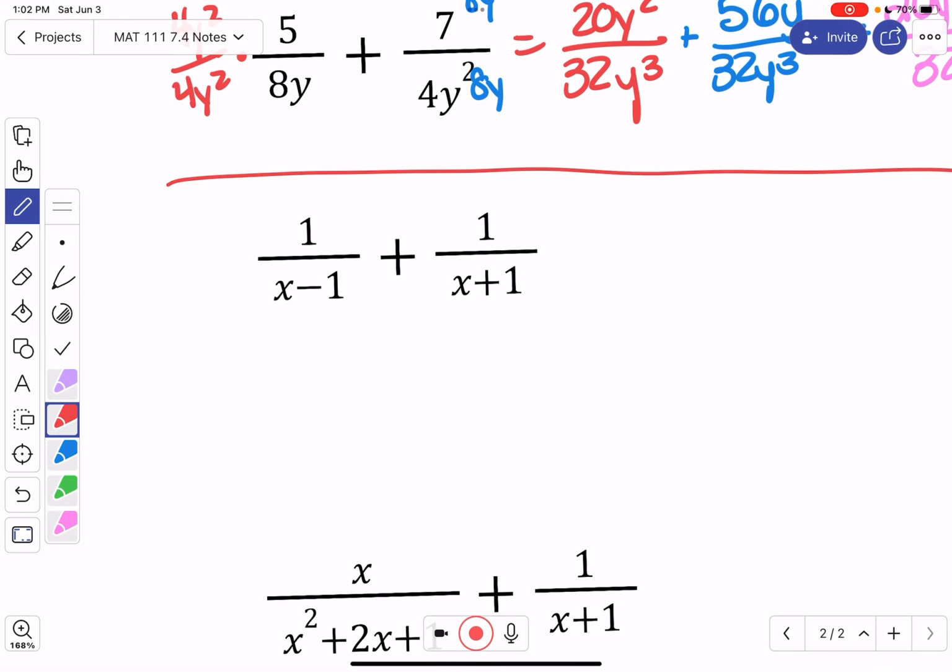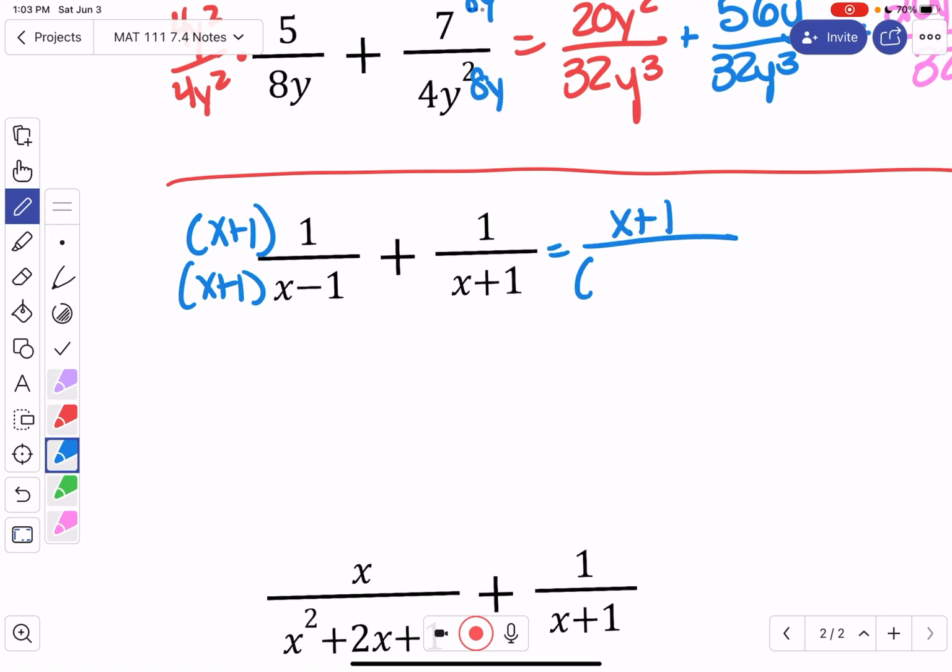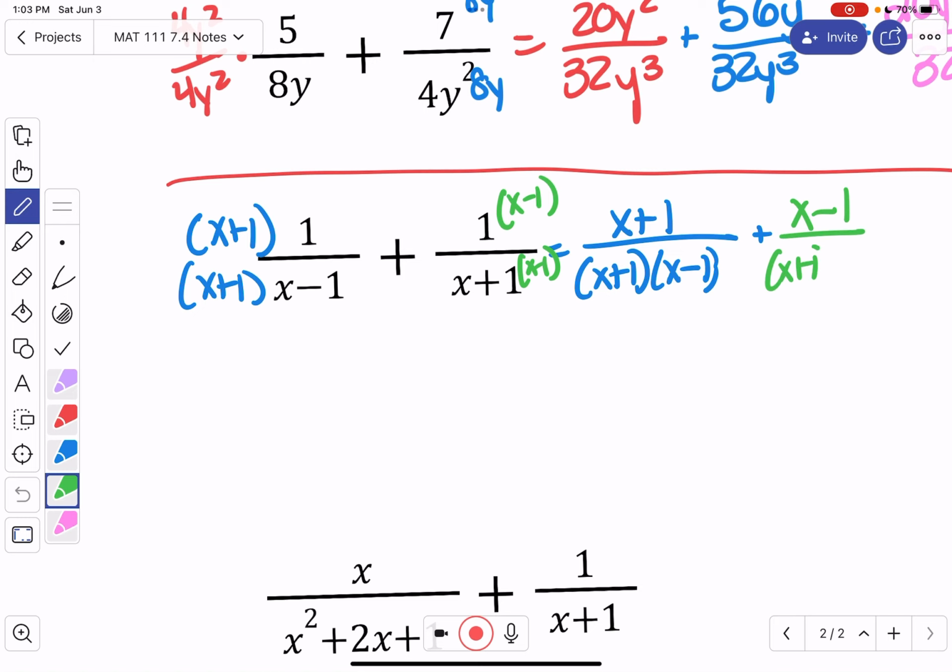Sometimes you're going to have a whole term on the bottom. Same thing applies. We're just going to multiply by the whole binomial x plus 1. So if I distributed that 1, I'd be left with x plus 1 on the top, and then x plus 1, x minus 1 on the bottom. On this second one, we're going to multiply by x minus 1. So distribute the 1, we get x minus 1 over x plus 1 times x minus 1.